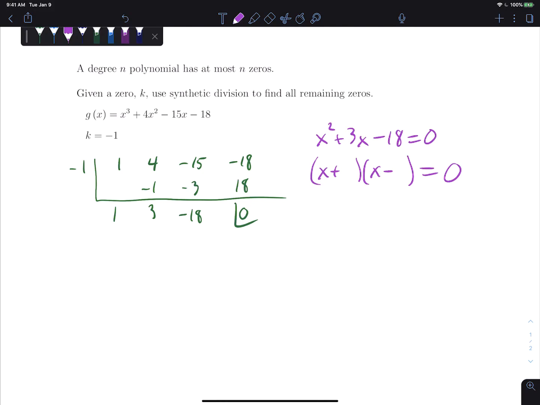Now I'll say obviously just because I've done this so many times. But the 3 is positive, which means that the 6 has to be positive and the 3 has to be negative. Set each one of these equal to 0 and solve.